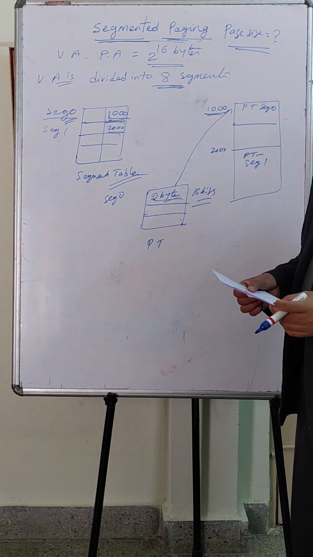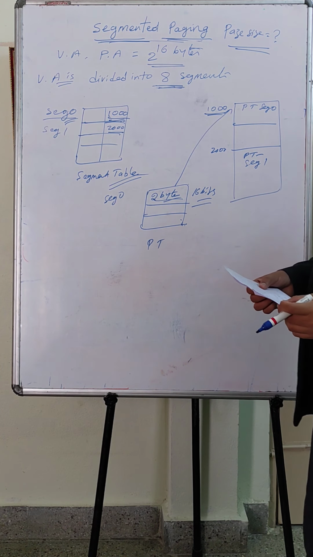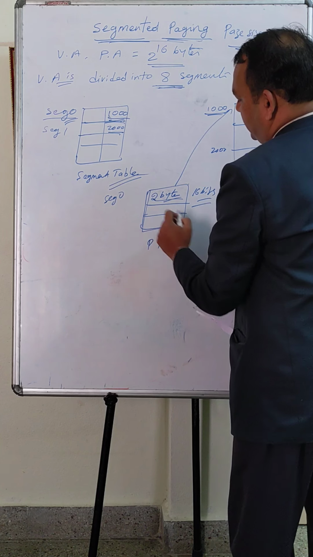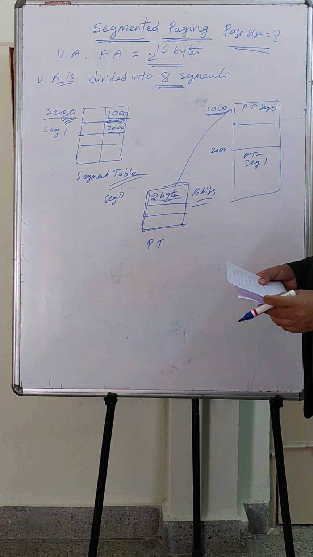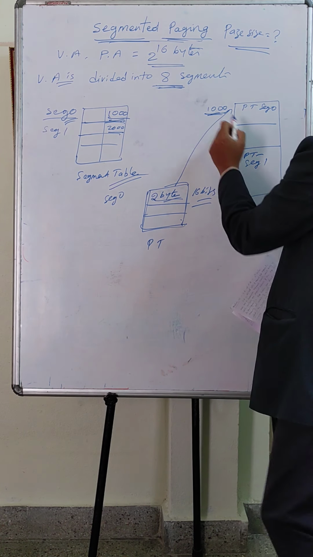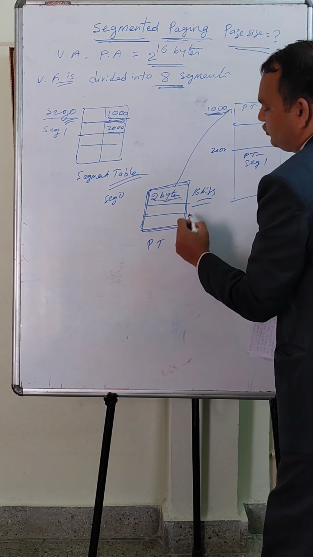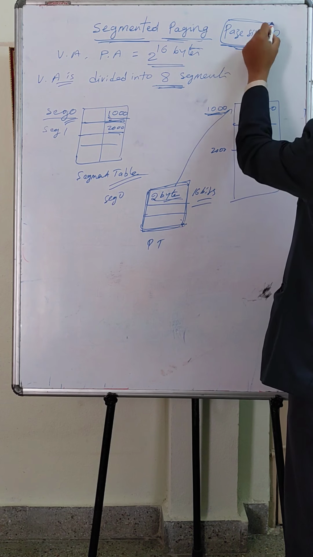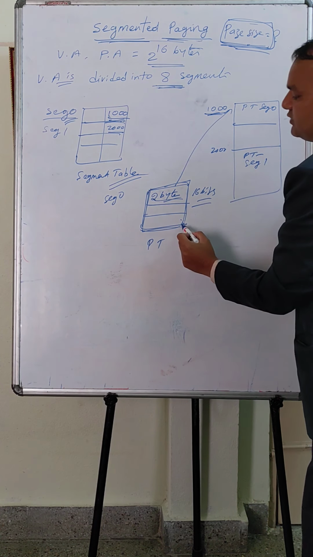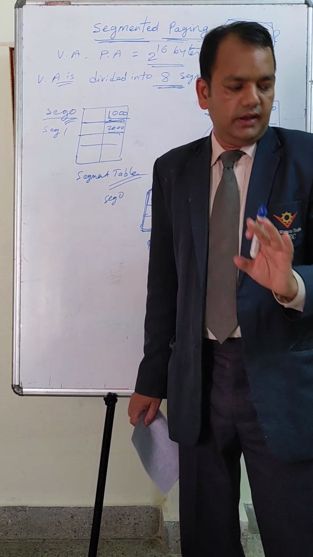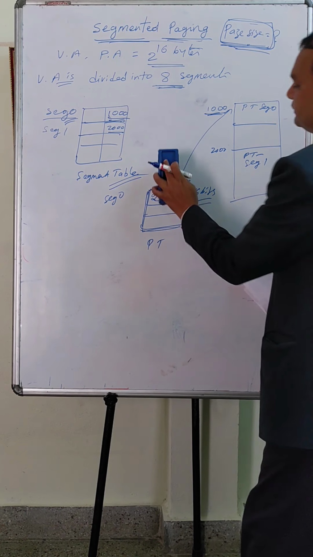Question is, what is the maximum page size in bytes, so that the page table for a segment requires at most 1 page to store? This page table should fit in 1 page. We don't know the page size. The page table size and page size should be less than or equal. That is the question, right? Let us solve this problem.